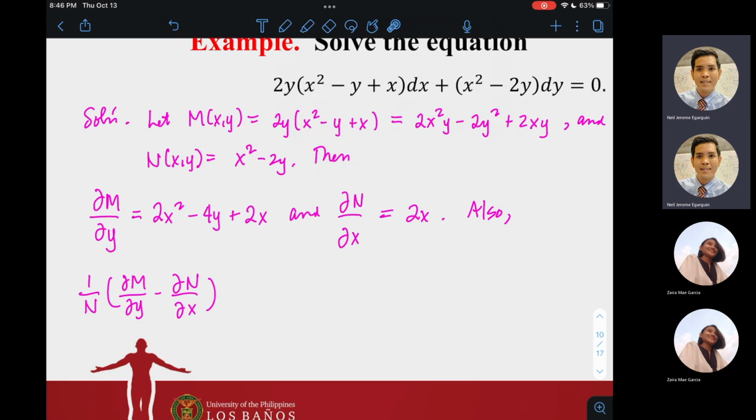Right? But going back to our example, I am praying that this is a function of x alone. Kasi kapag hindi kayo na-simplify na x lamang yung variable, babalik ako doon sa titingnan ko naman yung case 2. Yung -1 over M times the same difference kung siya ay function naman ni y. Okay? But let's see, baka naman di ko kailangan pumunta ron. So, simplify ko muna, kunin ko muna itong difference na to. So, it's gonna be 2x squared minus 4y plus 2x minus 2x divided by N, which is equal to 2x.